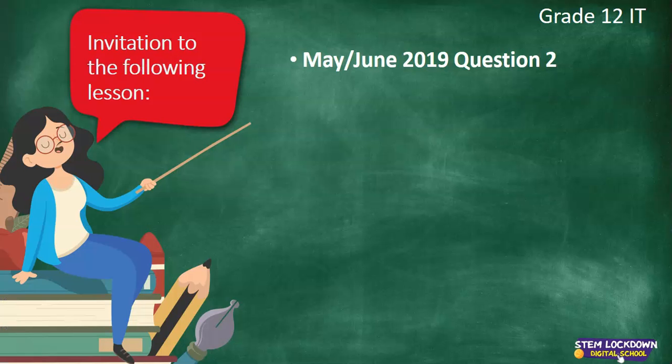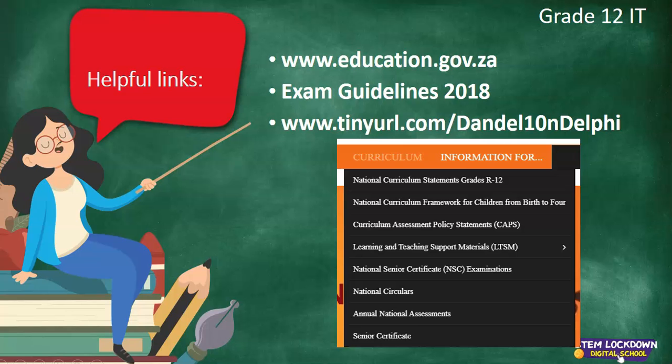And that was it. So before you watch the next program, please try question 2, which is our questions that deal with the database of the supplementary of 2019. If you go to education.gov.za, you will find that under curriculum and the National Senior Certificate are the May-June 2019 papers. Also remember to download the exam guidelines of 2018 from curriculum and then national curriculum statements by going to 2018. That was the last time we received an update of the exam guidelines, and this website here could also be quite helpful.